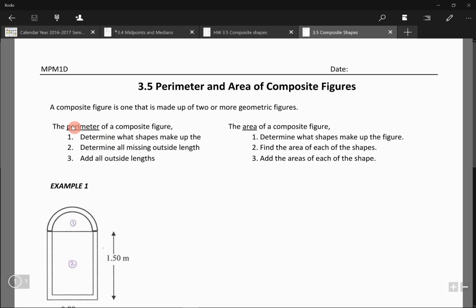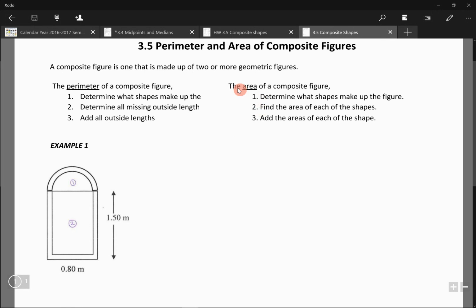Okay. So how do you find perimeter? So perimeter is the length, the path length around the shape. So to find the perimeter of a composite figure, number one, determine what shapes make up the figure. Number two, determine all missing outside lengths. And number three, add all outside lengths. Okay. To find the area of a composite figure, number one, determine what shapes make up the figure. Number two, find the area of each of the shapes. And then number three, add the areas of each shape. Okay. And sometimes instead of adding, you may have to subtract as an easier way to solve.